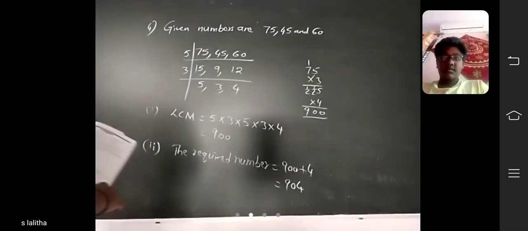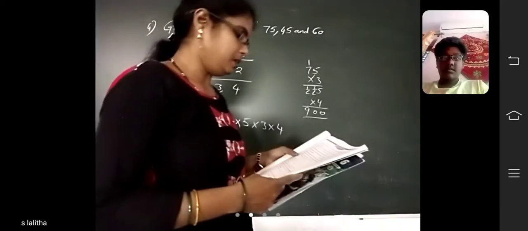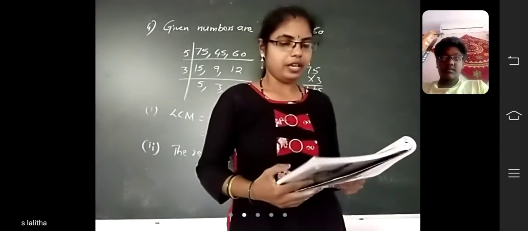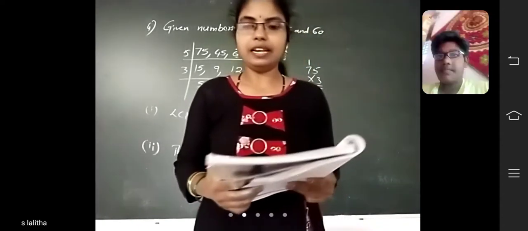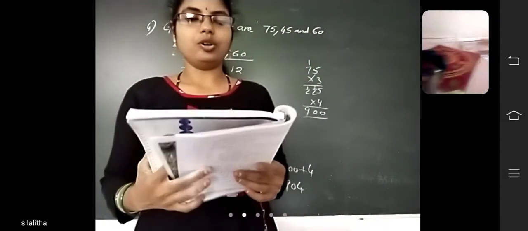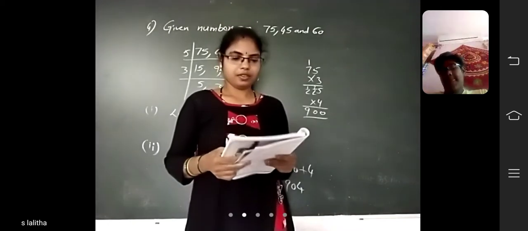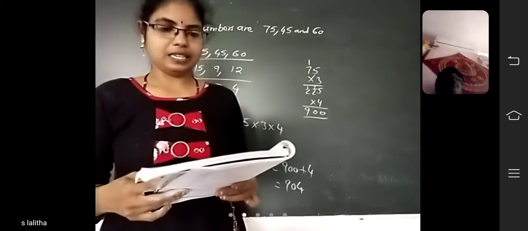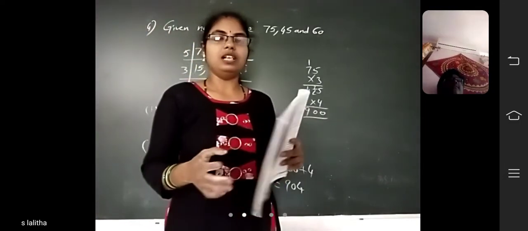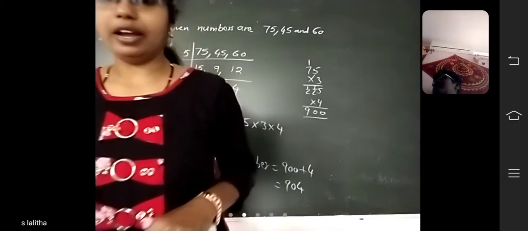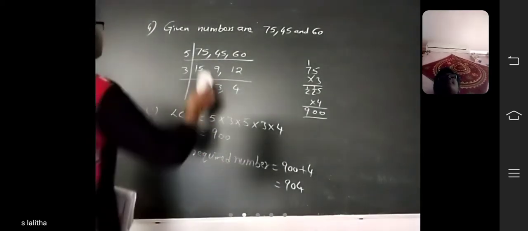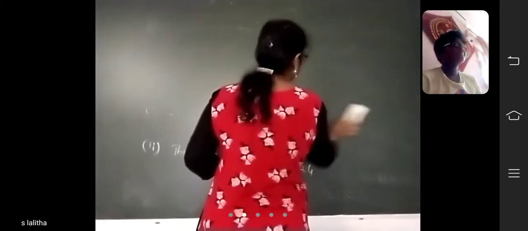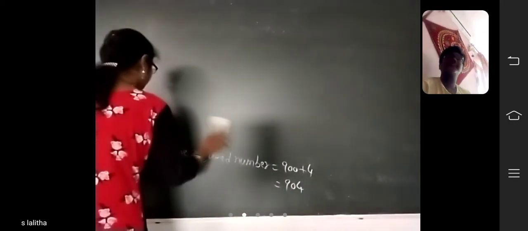See the next question, children. Two bells ring together. If the bell rings at every 3 minutes and 4 minutes respectively, at what interval of time will they ring together again? First bell rings at every 3 minutes and second bell rings at every 4 minutes. At what interval of time will they ring together again? You have to find it. How can you find, children? You can find the LCM. Okay.